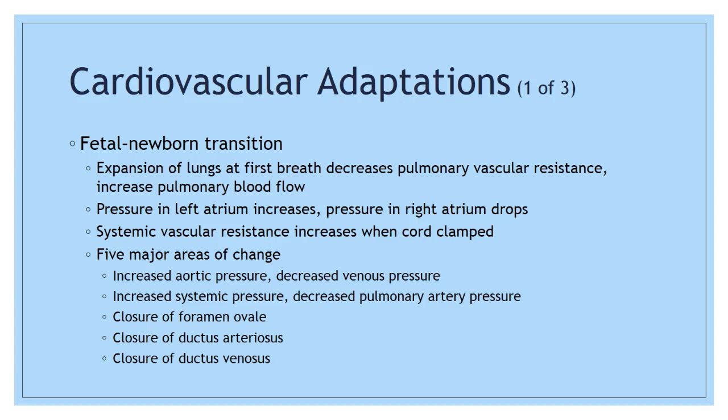If you are perfusing from the placenta through the umbilical cord to the baby, you have to have a low resistance for that blood to get from the placenta to the baby. And the baby has to have a low systemic vascular resistance to allow the flow of the blood from the placenta through the umbilical cord into its body. But once that cord is clamped, the baby has an increase in systemic vascular resistance.